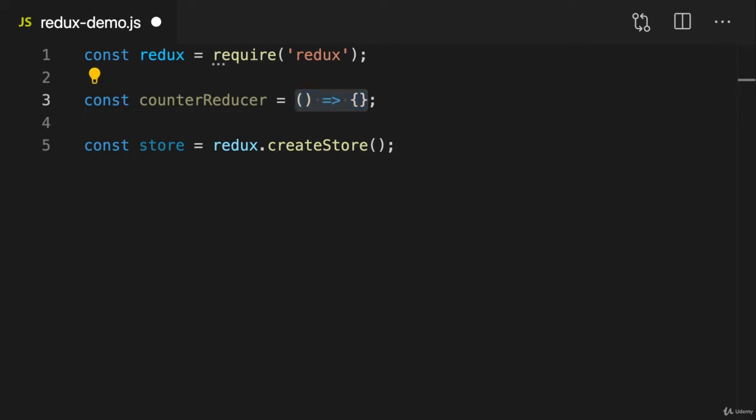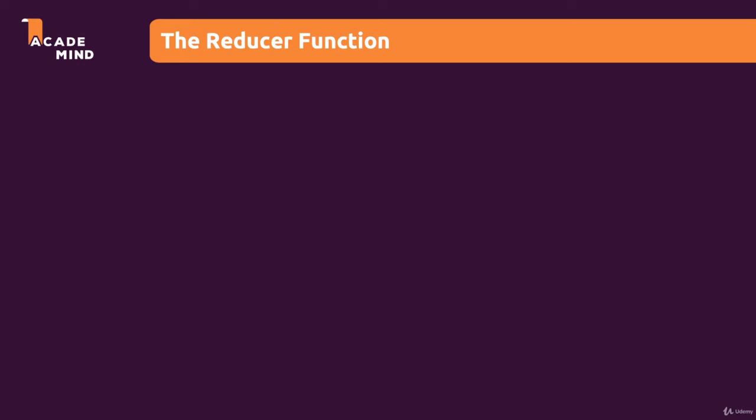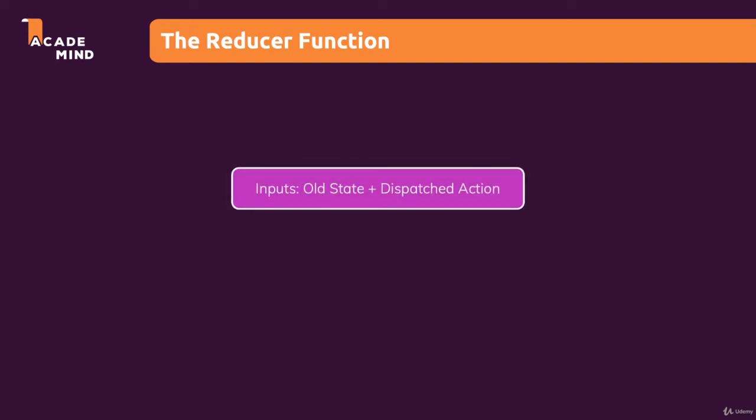It's not finished though. A reducer function is a standard JavaScript function, but it will be called by the Redux library. And it will then always receive two pieces of input, two parameters: the old or existing state and the action that was dispatched.